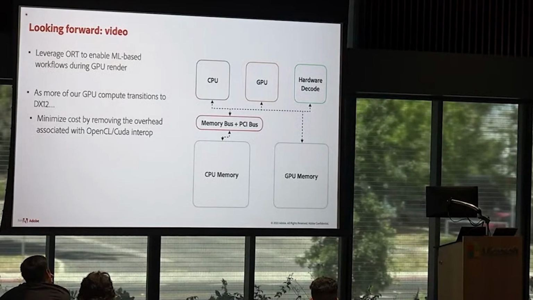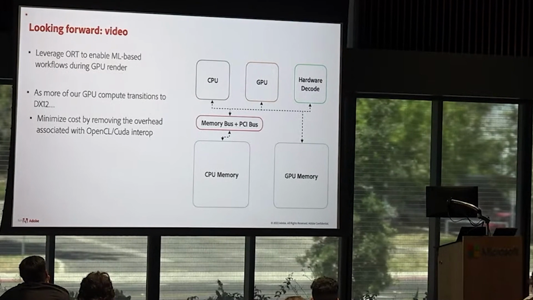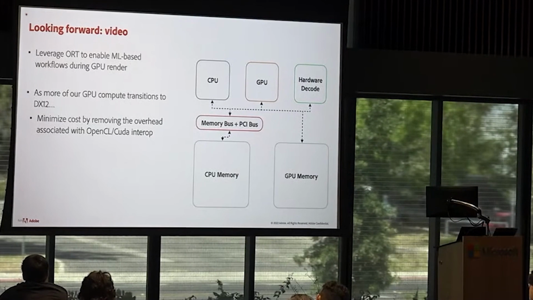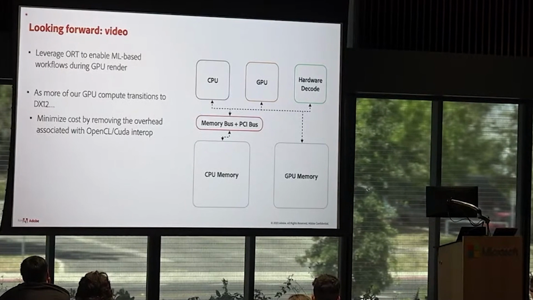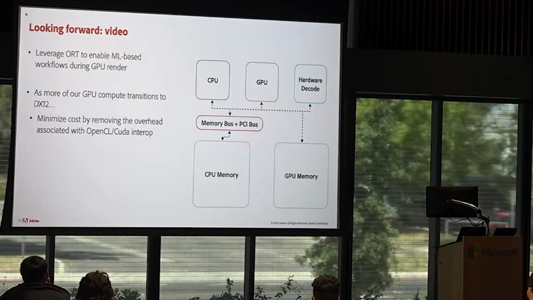So looking forward, there are a few more changes that we'd like to make. First, we want to leverage the ONNX runtime to enable machine learning-based workflows during GPU render. And as more of our GPU compute transitions to DX12, this will become even easier because we can minimize the cost by removing the overhead that's currently associated with OpenCL and CUDA to DX12 interop. But more importantly, we want to transition our pipeline to look more like the pipeline on the right, where we can keep as much stuff on the GPU or GPU addressable hardware as much as possible and minimize our transfers to the CPU unless absolutely necessary or are required for any user-facing features.